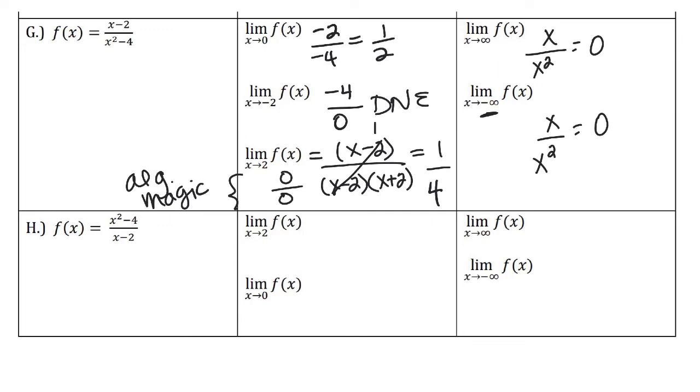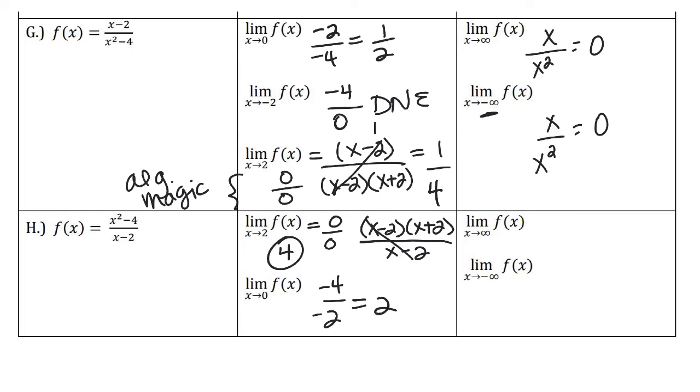All right, and for part H, it's almost the reciprocal. So let's plug in 2, and we're going to have 0 over 0 again. So that means we're going to have to do some factoring and canceling. Don't say does not exist. You don't know that. So we have x minus 2 times x plus 2 over x minus 2. Those are going to cancel. Reevaluate your limit, and you should get 4. If we plug in 0, then we're going to have -4 over -2, which is positive 2.